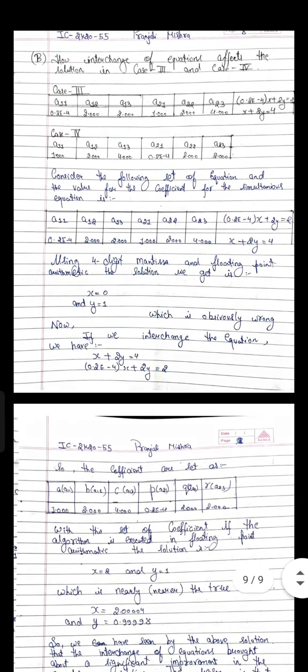Let's move toward part B: how interchange of equations affects the solution in case 3 and case 4. We have given two cases, case 3 and case 4. Consider the following set of equations, with the coefficients for the simultaneous equations as given. Using 4-digit mantissa and floating point arithmetic, the solution we get is x equals 0 and y equals 1, which is obviously wrong. If we interchange the equations, we have x plus 2y equals 4.